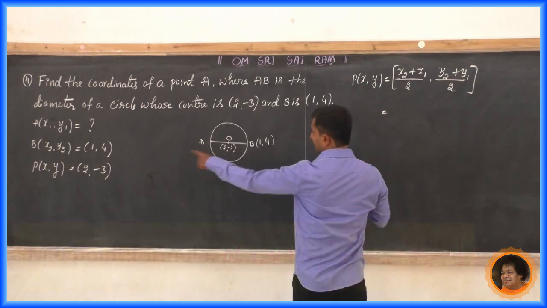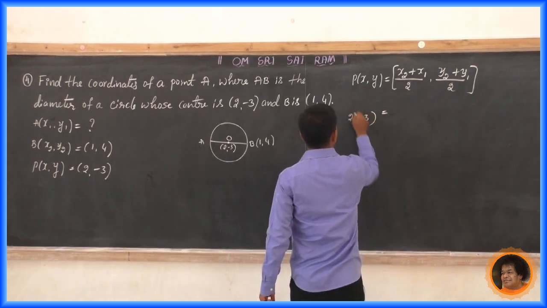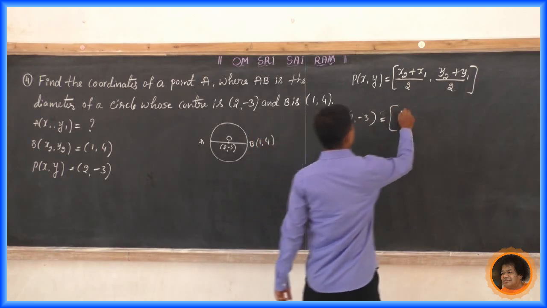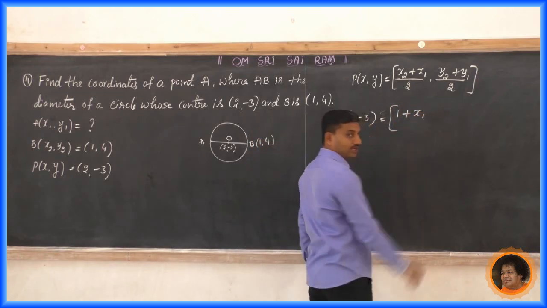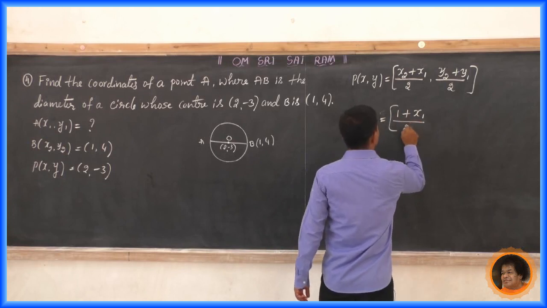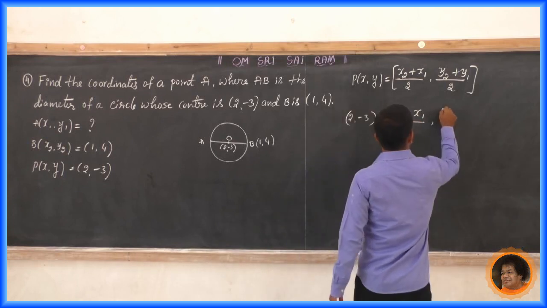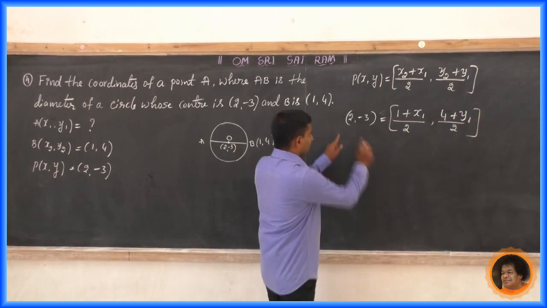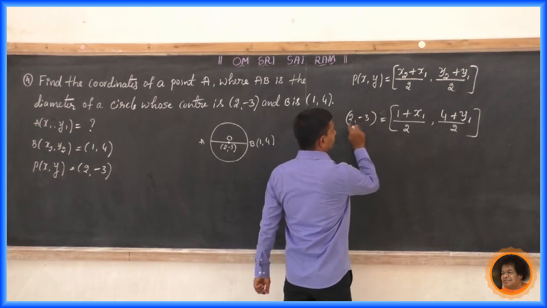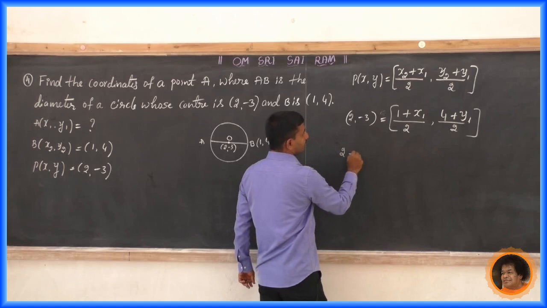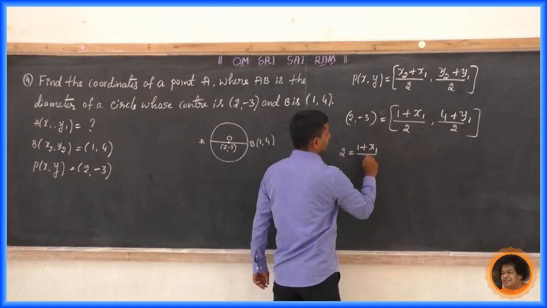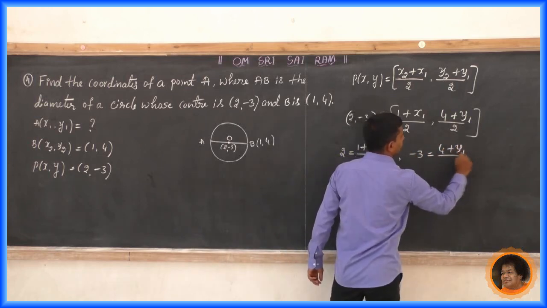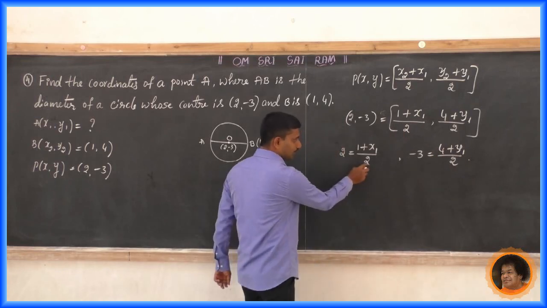P of x comma y is 2, minus 3. So x2 plus x1: the value of x2 is 1, plus x1, which we have to find, divided by 2, comma y2 is 4, plus y1, divided by 2. So this is the x coordinate value 2. Now equate the x coordinate as well as the y coordinate.